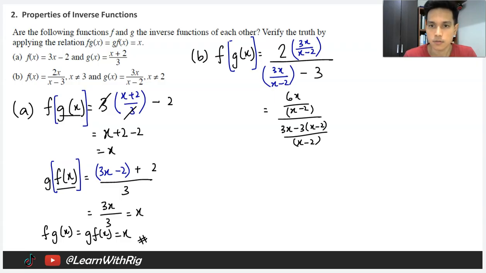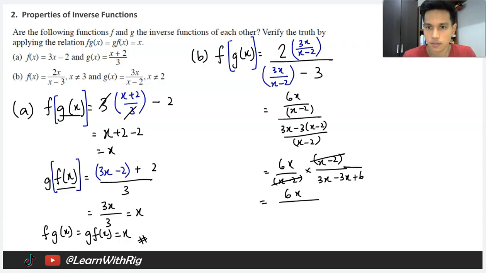So what do you get? 6x over x minus 2 times (x minus 2) over 3x minus 3x plus 6. Here you can cut. So you get 6x over, here you can subtract, so over 6. Answer is x. Okay, so this one is correct.